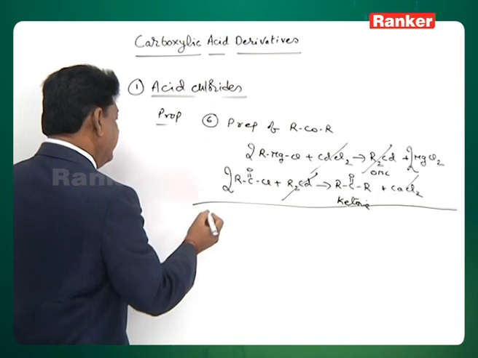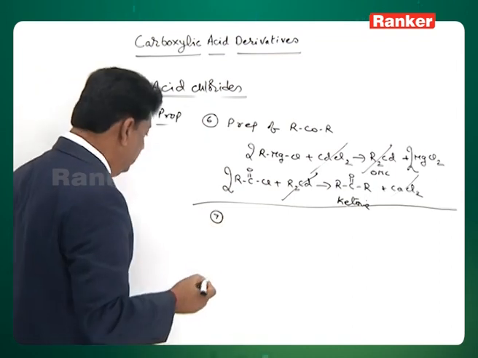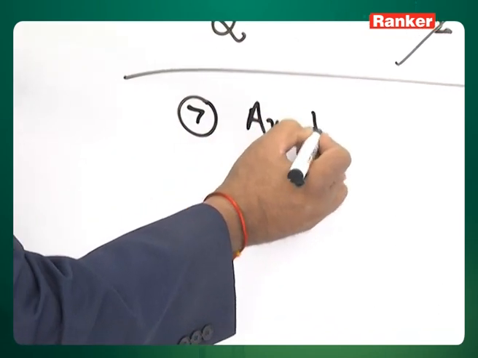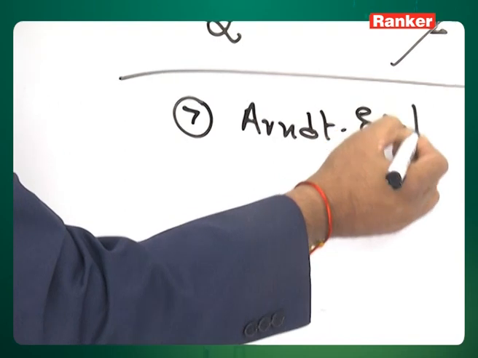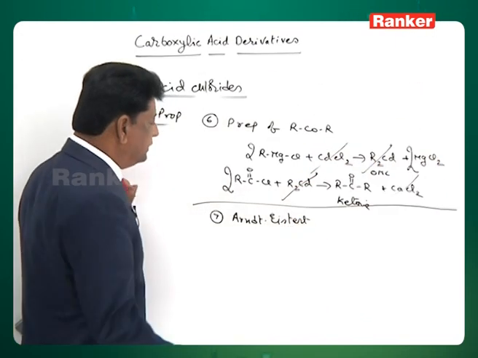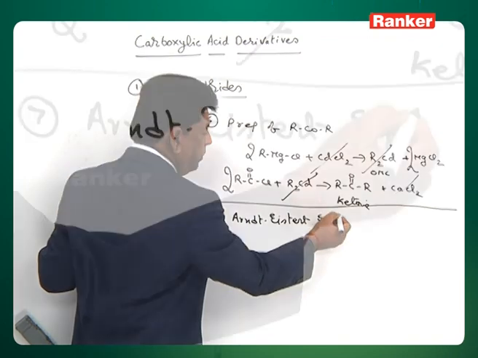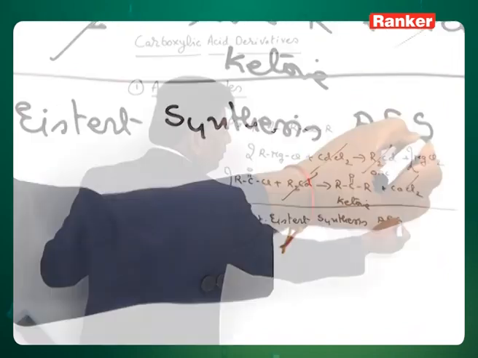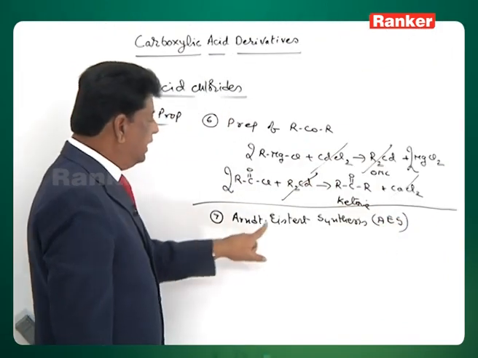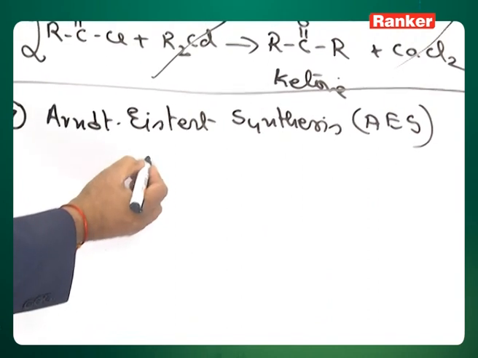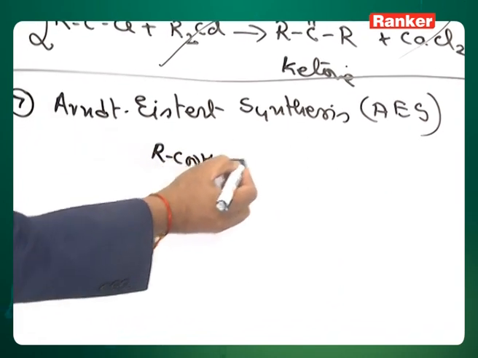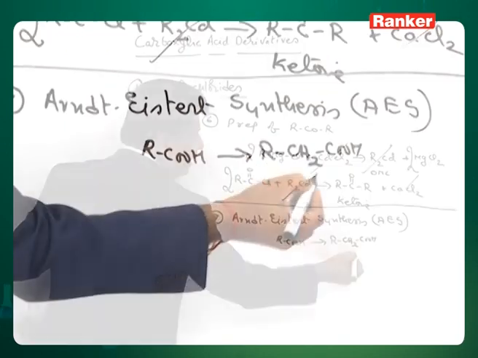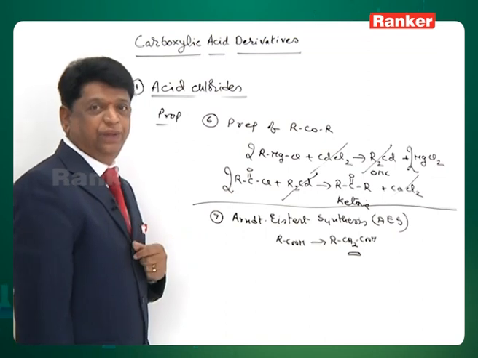Then we take another reaction. This is also very popularly known, that is known as the Arndt-Eistert synthesis, popularly known as the AES reaction. AES stands for the Arndt-Eistert synthesis. In this synthesis, a carboxylic acid if I take, will be converted into RCH2COOH. That means an extra CH2 is brought into the acid.